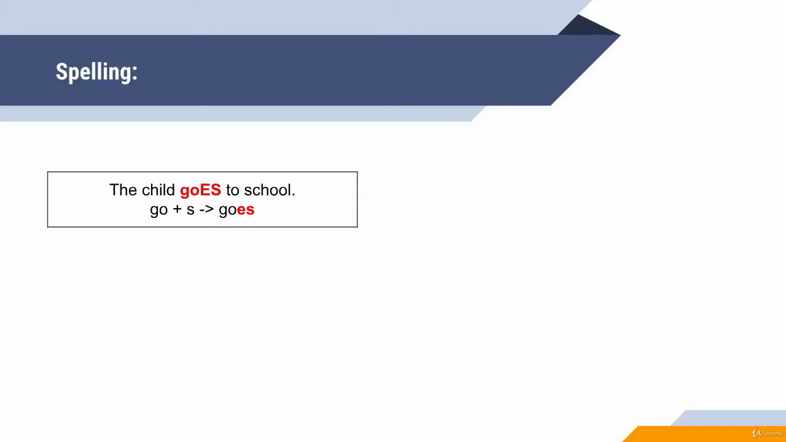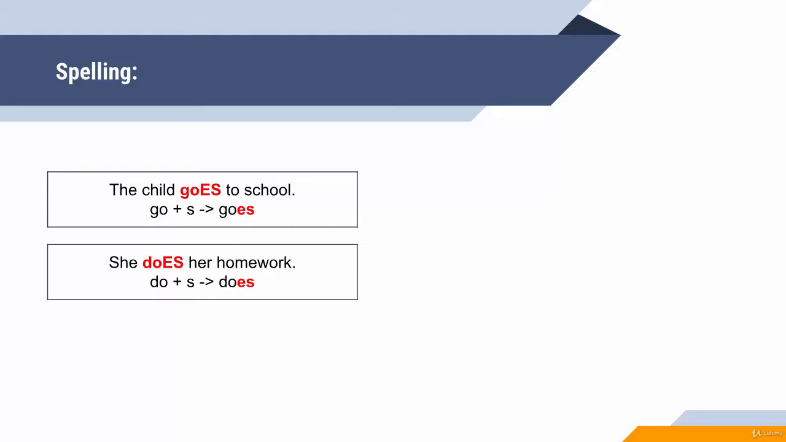Another thing that you need to remember. These two verbs, go and do. When you add S, you need E as well. Goes is written G-O-E-S. Does, D-O-E-S. You need these verbs very often. So please remember and do not make mistakes again writing the verb not in the correct way. Goes and does.